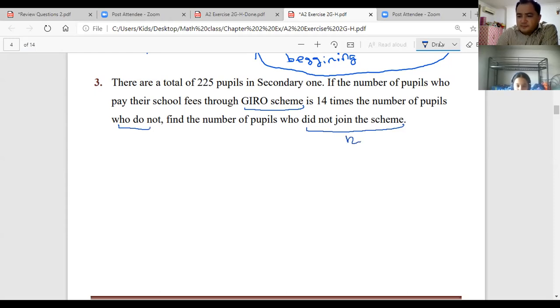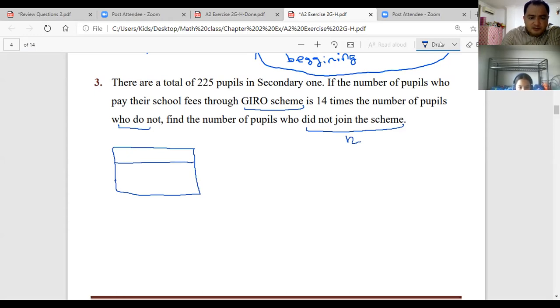I'm looking for this. Now we can make a table here using the given information. Here we have two types of people. For Jiro, let's say it is G. Not Jiro, let's say NG. Okay. How many people didn't join the scheme? Here it is N, right? Wait, from here.